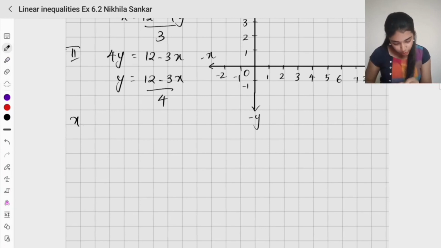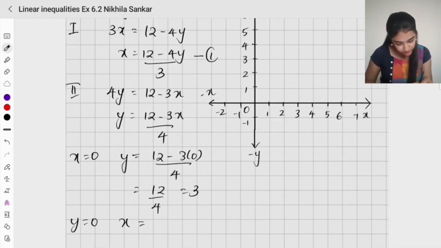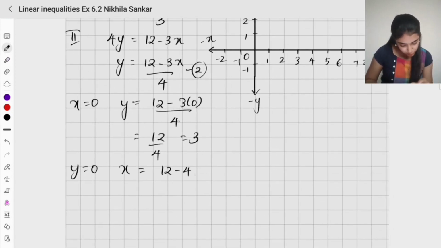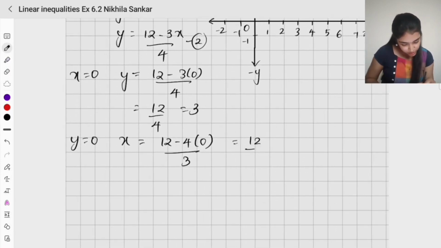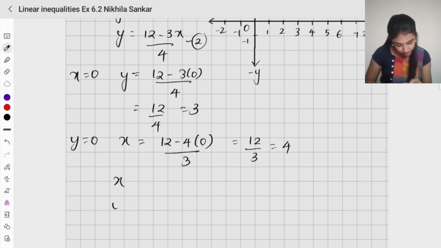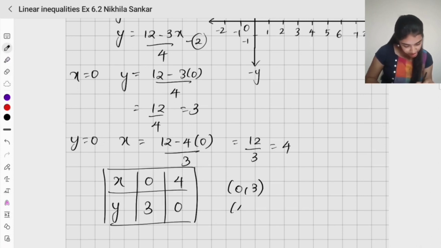Now, we have to find y by putting the value of x as 0. So if x is 0, y is going to be 12 minus 3 times 0 the whole divided by 4, which is 12 divided by 4, 3. So if y is 0, x is going to be, I have to substitute it in this particular equation. This is equation 1 and this is equation 2. So 12 minus 4 into 0 divided by 3. So this is going to be 12 divided by 3, 4. So in a tabular column of x, y, if x value is 0, y is going to be 3, y value is 0, x is going to be 4. So this is my tabular column. Solutions are 0, 3, 4, 0.